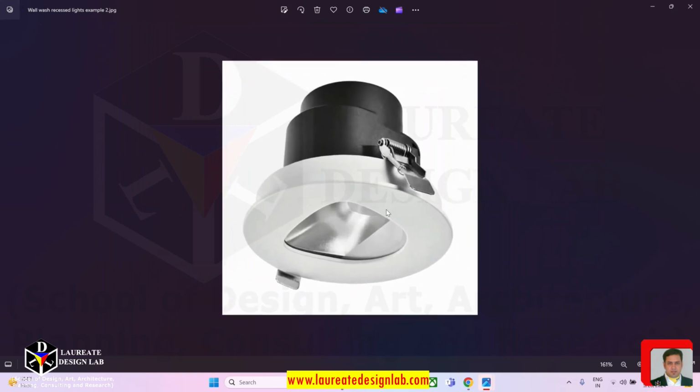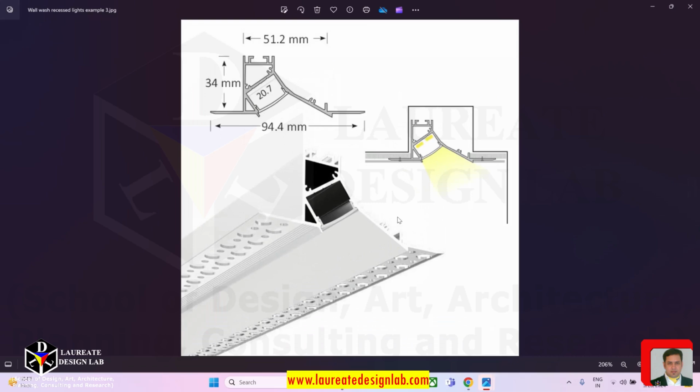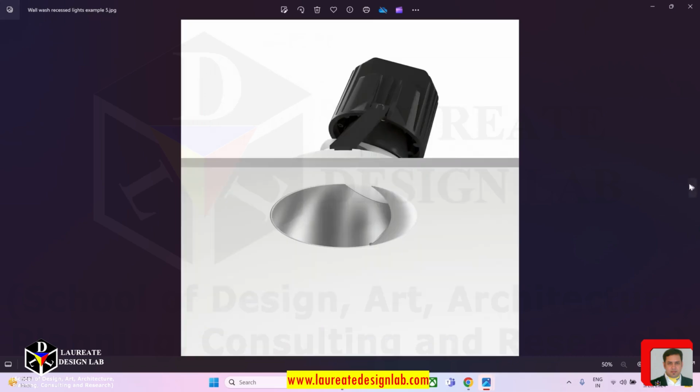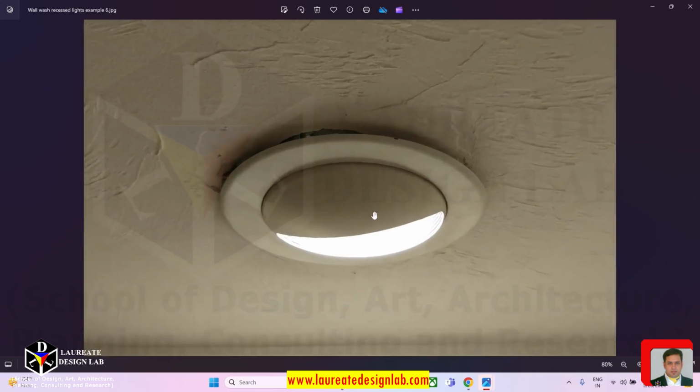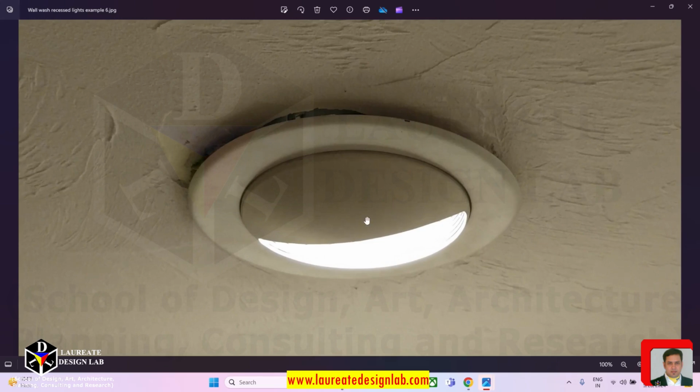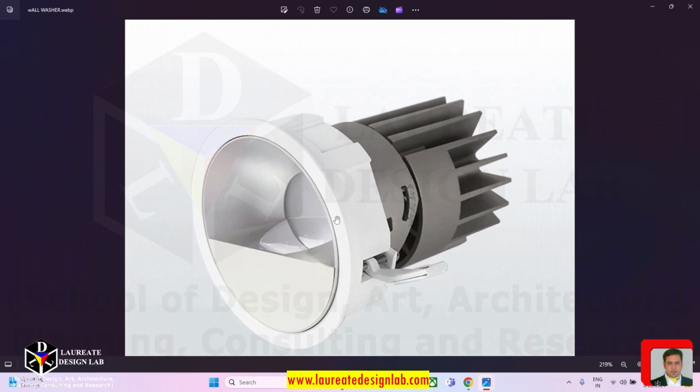This is wall wash recessed light. Wall wash linear. Wall wash recessed light. This one, wall wash. This is again wall wash. Though it is coming out, this portion is totally blocked, but this portion is producing light towards the wall. This one, this is again wall wash. You can see the blocking over here. See the reflector inside structure also, and the angularity of the light.